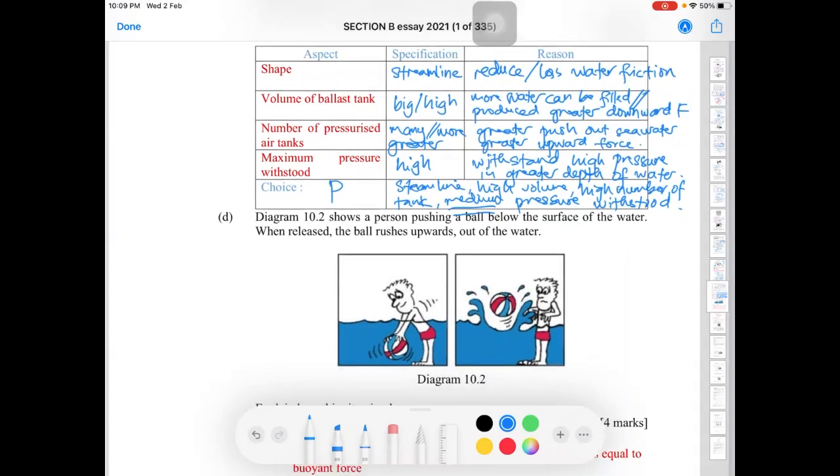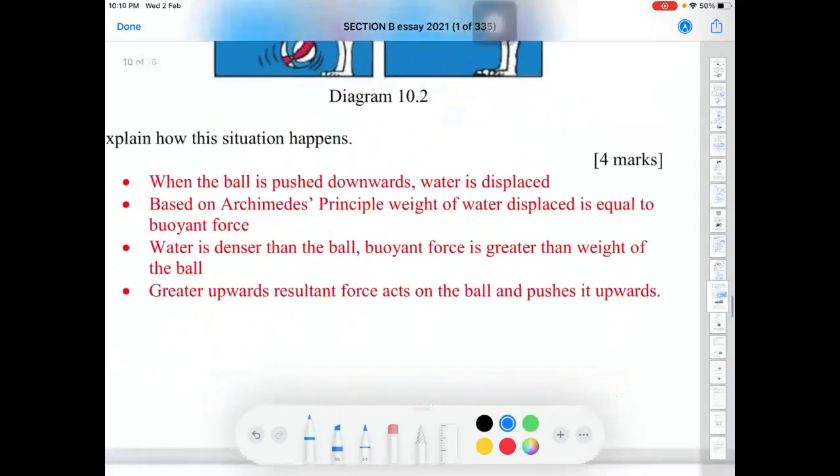Alright. Okay. So, ni jawapan yang cikgu tulis. Okay. When the ball is pushed downwards, water is displaced. Betul lah. Sebab bila you push inside the water, already dia akan displace water. Okay, based on Archimedes Principle, weight of water displaced is equal to weight of buoyant force. Alright, so water is denser than the ball. So buoyant force is greater than weight. So dia akan greater upward resultant force will act on the ball and push it upwards. Jadi dua ni sebenarnya cerita pasal ball move upwards.